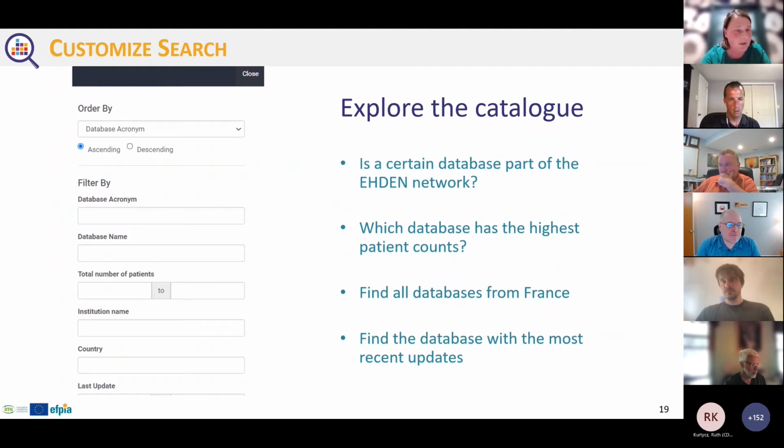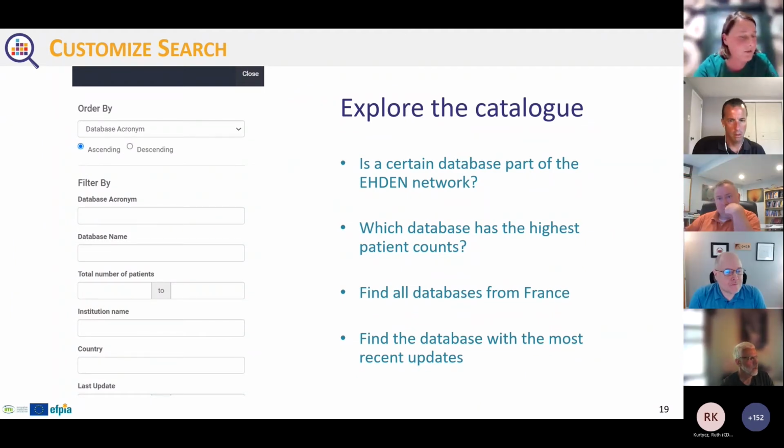or if you're interested in a certain geographical spread, you look at all the databases from France, for example, or from any other country. And you can also find databases with the most recent updates in case you want to study more recent data, for example, from the COVID pandemic. So that's the filter options in the database catalog.